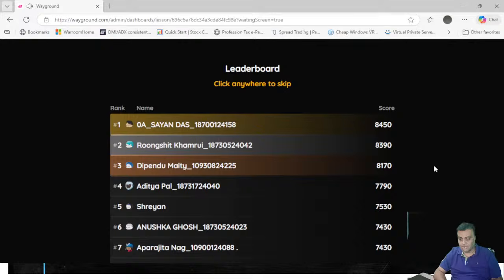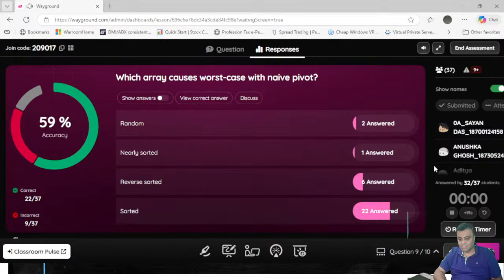Yeah, sorted is the right answer. 59%. Reverse sorted. In naive pivot, reverse sorted is not the right answer. In fact, we did not cover naive pivot. This question is ambiguous for you.